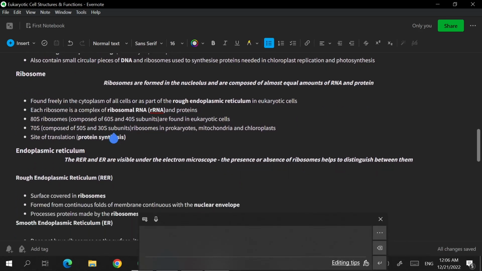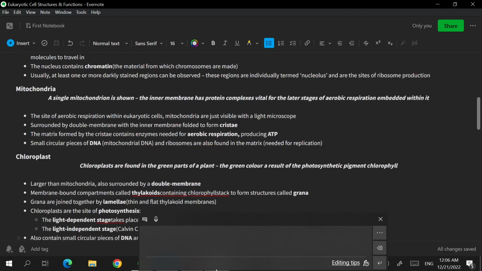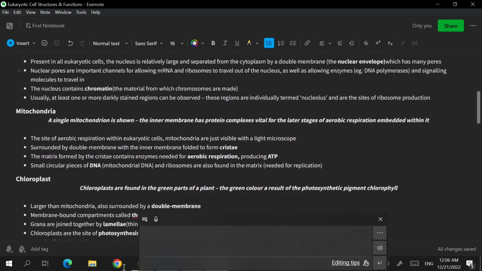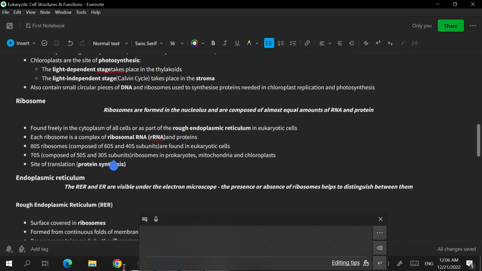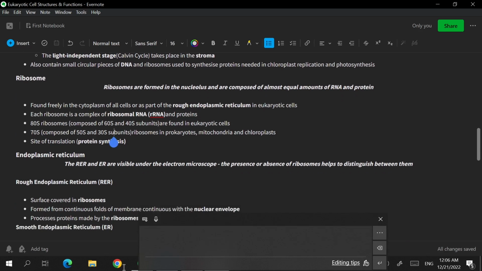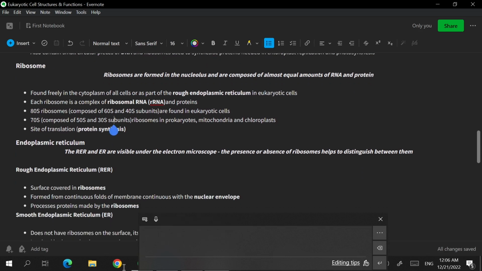So ribosomes are formed in the nucleolus. This is a function of the nucleolus itself. Its function is to produce ribosomal RNA. Ribosomes are composed of equal amounts of RNA and protein. I've talked about that. So they are found freely in the cytoplasm of a cell or as part of the rough endoplasmic reticulum. It is actually studded on the endoplasmic reticulum. Each ribosome is a complex of ribosomal RNA and proteins.